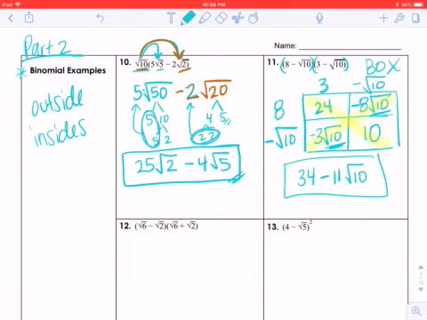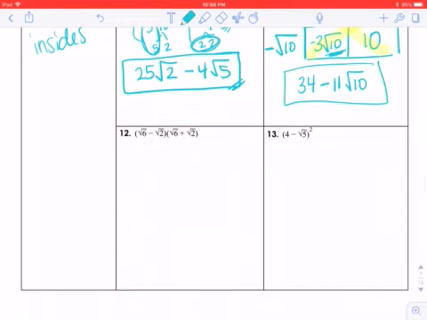Just like that. Go ahead and try the box method for both 12 and 13, and check your answer when you're ready. Thanks.